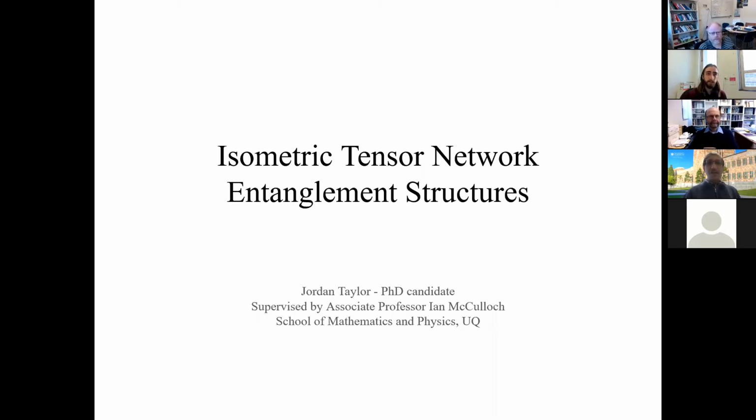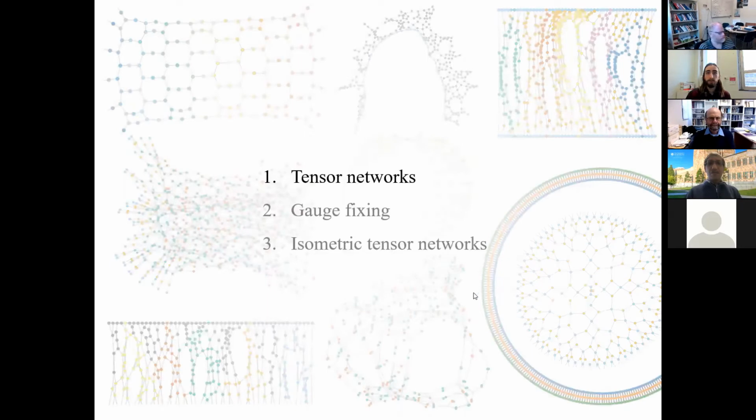I've been working on tensor network entanglement structures. This is a pretty broad topic and I've only got 20 minutes. So today I'll be mainly focusing on isometric tensors, but my thesis might end up being a bit broader than this. Feel free to unmute and ask questions at any time. So first I'll explain tensor networks, then I'll get on to gauge fixing and my work on isometric tensor networks.